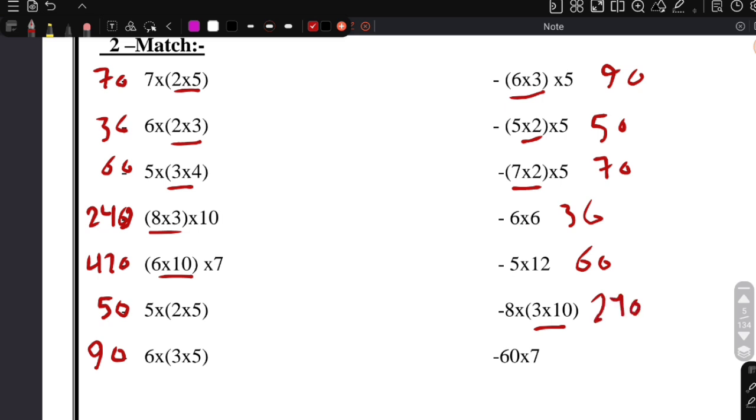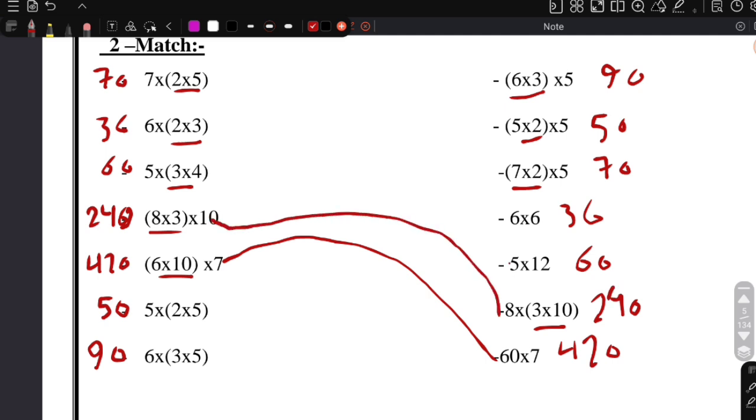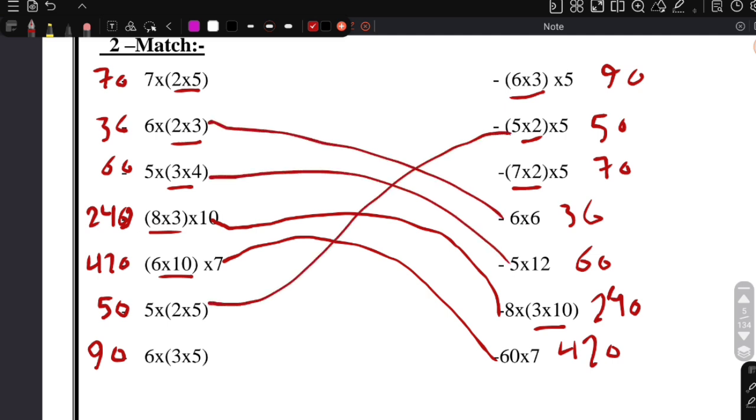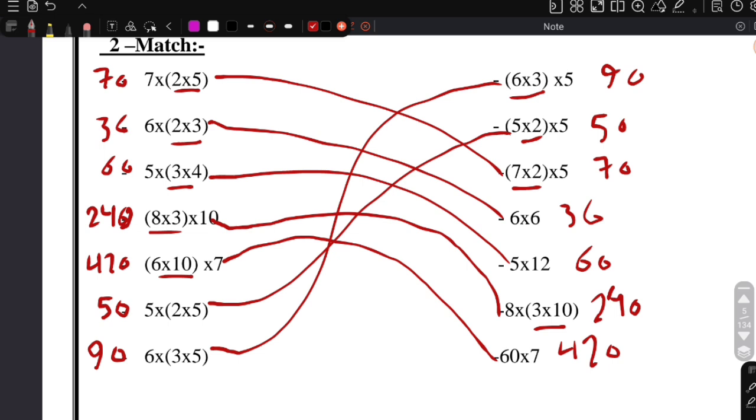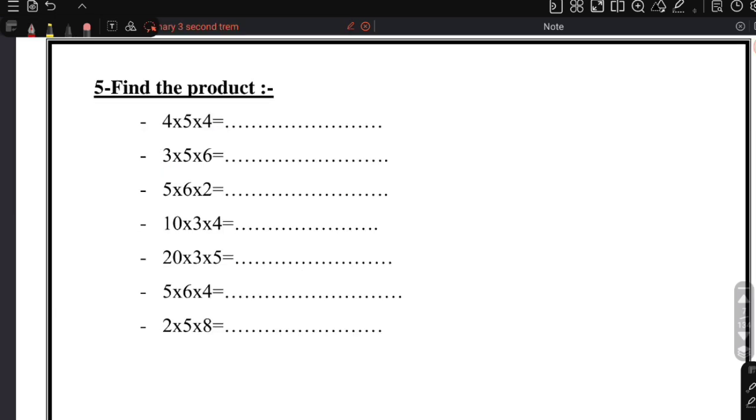Okay, 60 times 7 is 420. So let's match now. I have 420 here and 240 this one, and 60 will be up here, 36 will be here, 50 will be down, 90 will be the last one, and the one left here is 70, which will be the first one.